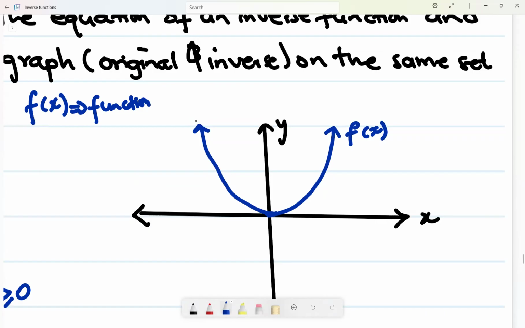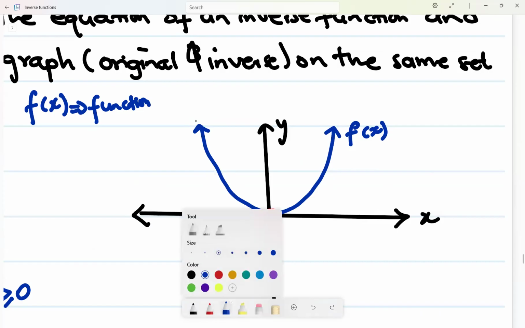So how am I going to draw the inverse? The coordinates here for the original, it is what? 0 and 0. Can you see? So it means the coordinates for the inverse are going to be 0 and 0, because when I interchange 0 and 0, it's going to be that.